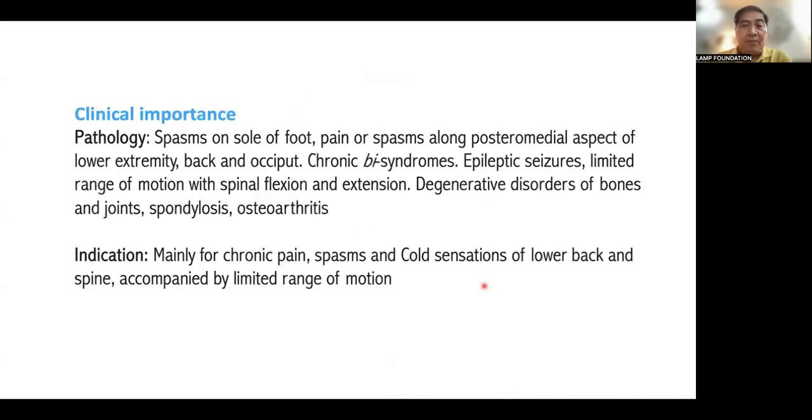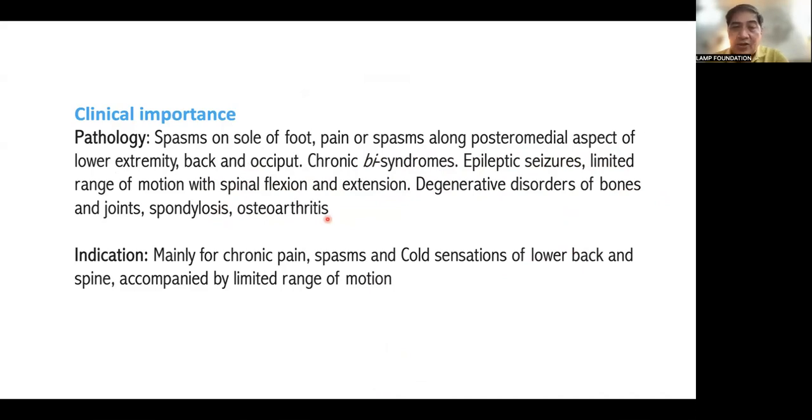Okay, so clinical importance, pathology: spasms on the sole of the foot, pain or spasms along the posterior medial aspect of the lower extremity, back and occiput, chronic Bi syndromes, epileptic seizures, limited range of motion with spinal flexion and extension. Okay, so they can no longer bend. Degenerative disorders of bones and joints, spondylosis, osteoarthritis.